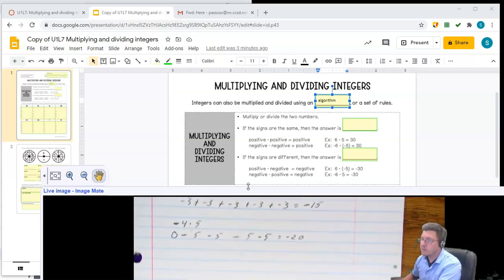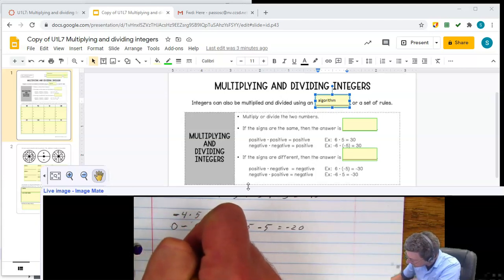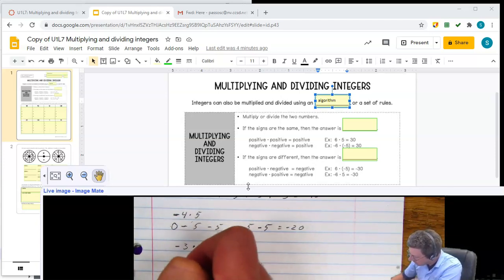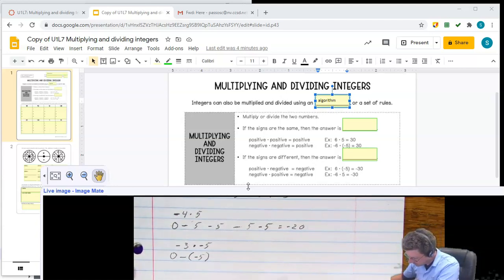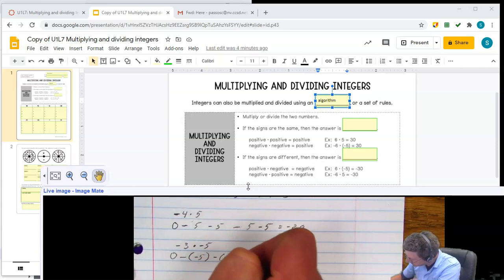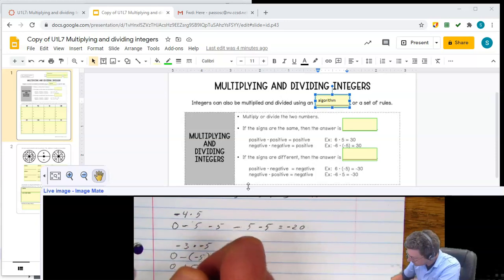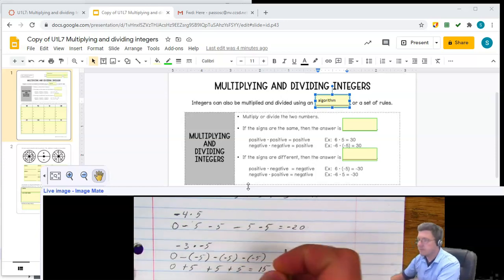Let's go ahead and check our last one, a negative times a negative. So let's do negative 3 times negative 5. So I've got removing 3 groups of negative 5. So I'm going to start at 0 just to give me a place to start off with. All right. And here we know that subtracting is the same as adding the opposite. So negative 3 times negative 5 is actually a positive 15.